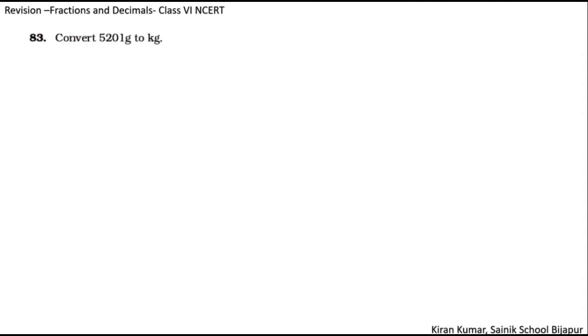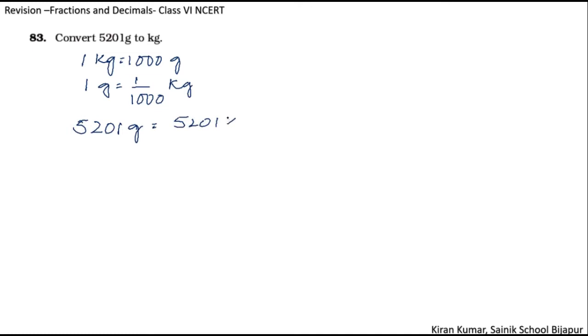To convert gram to kg or kg to gram, we must know the conversion that 1 kg is equal to 1000 gram. Since 1 kg is 1000 gram, 1 gram will be equal to 1 by 1000 kg. So 5201 gram will be equal to 5201 multiplied by 1 by 1000 kg.